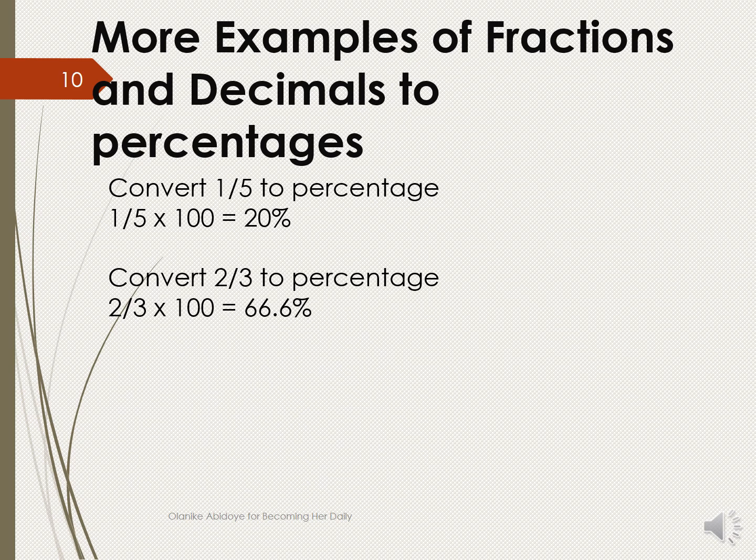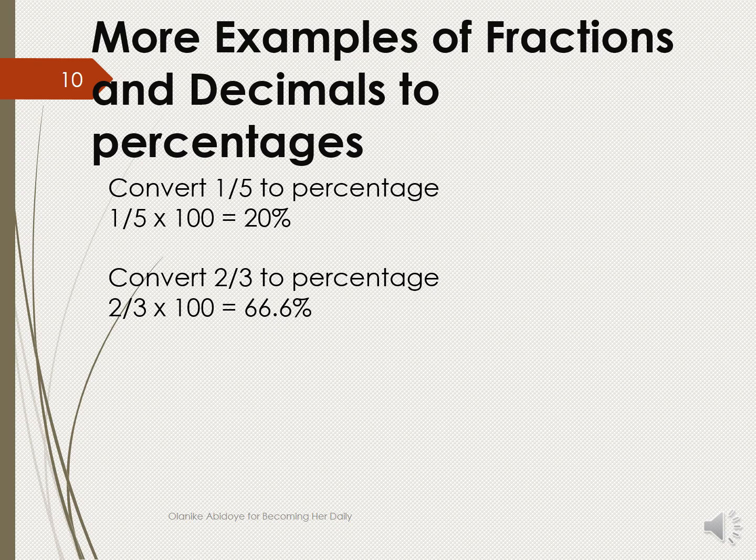The next one is 2 over 3, which is a fraction to percentage. We just multiply by 100. Then we try to divide. How many 3 in 100? We try to divide it, then multiply by 2. That will be 2 times 100 divided by 3.